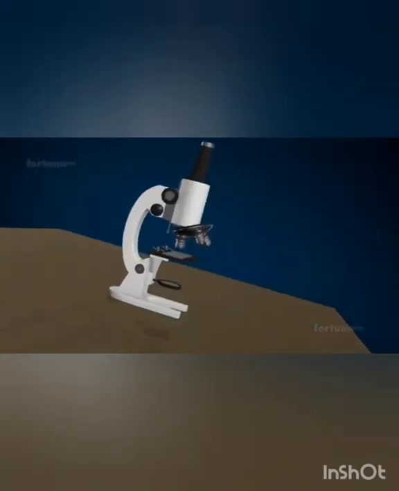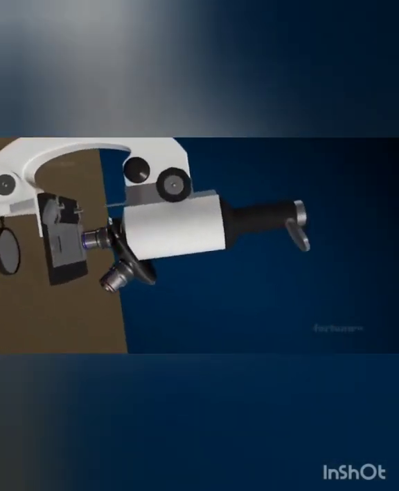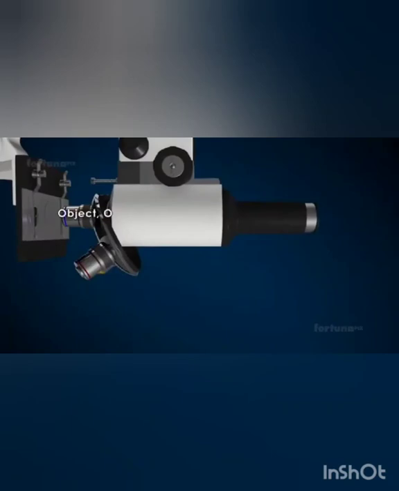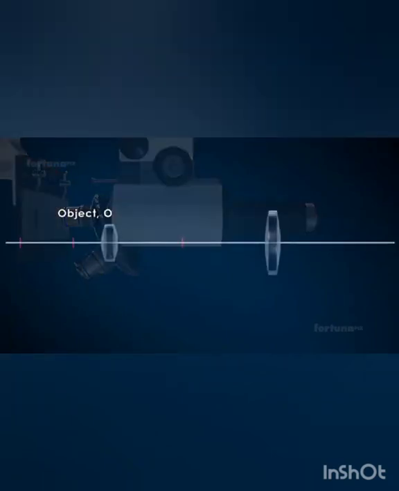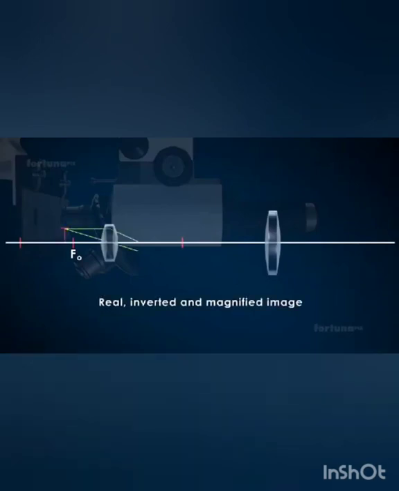Now let us study the working of a compound microscope. The object is placed just outside the focus of the objective lens, and a real, inverted and magnified image is formed, which is designated as I1. So this is the first image which is formed, I1.